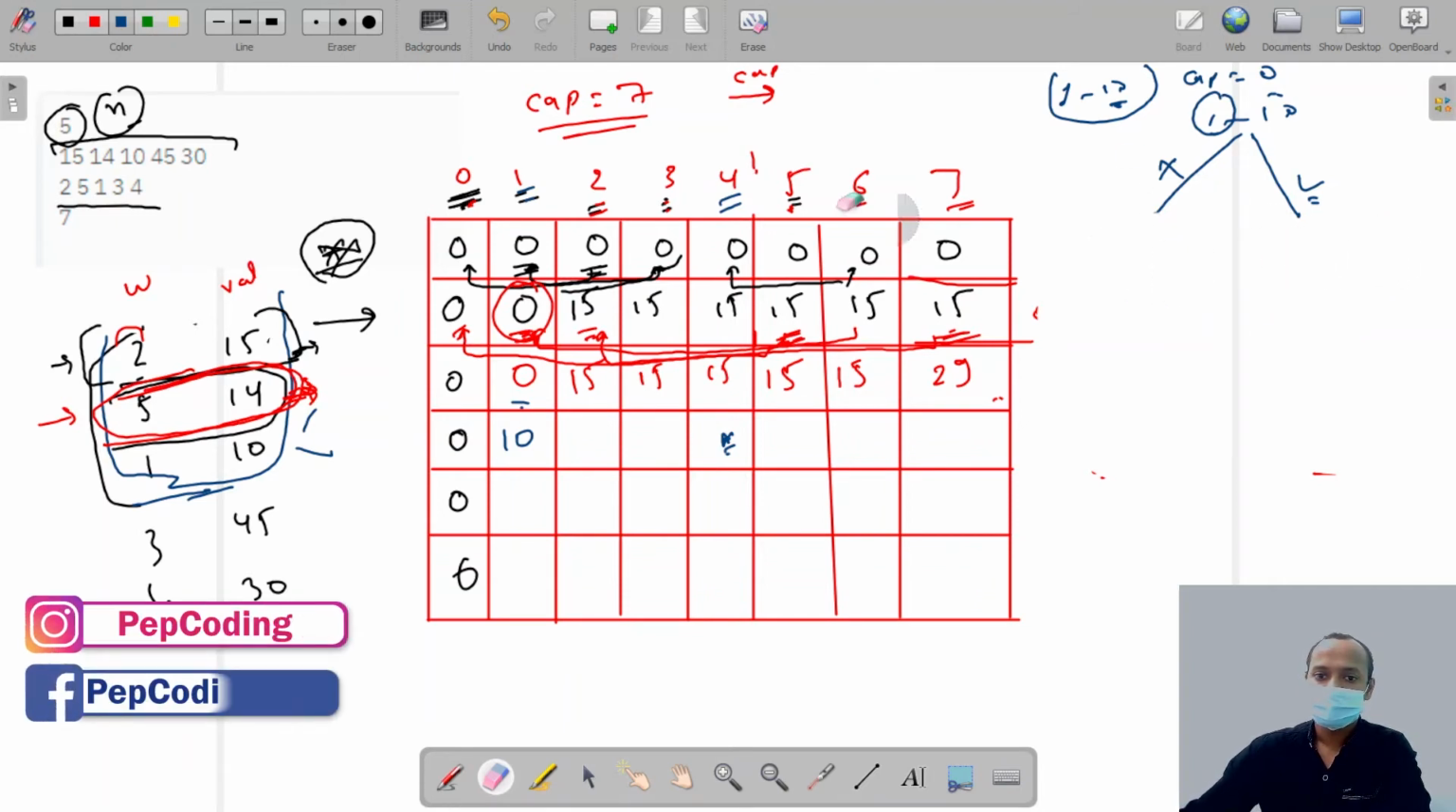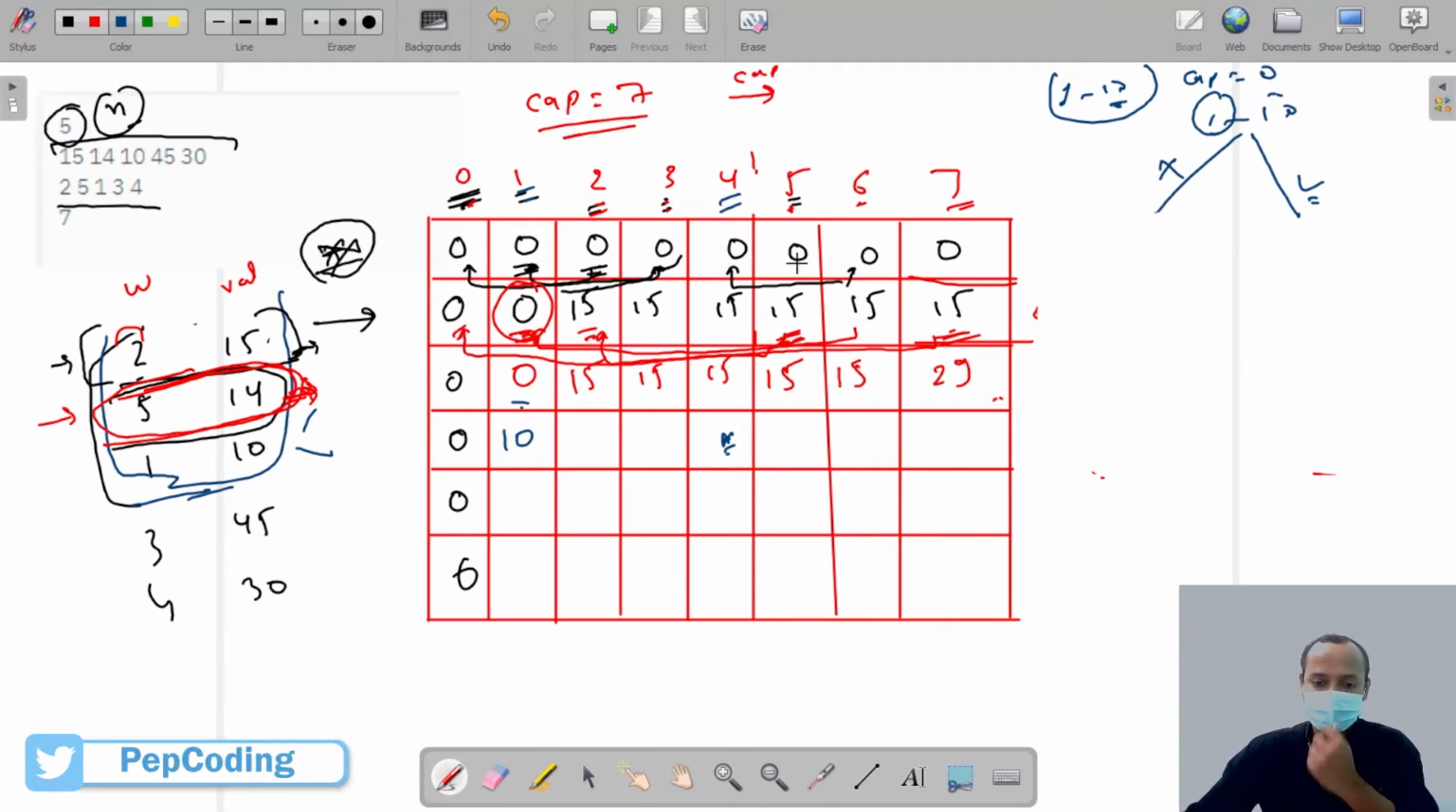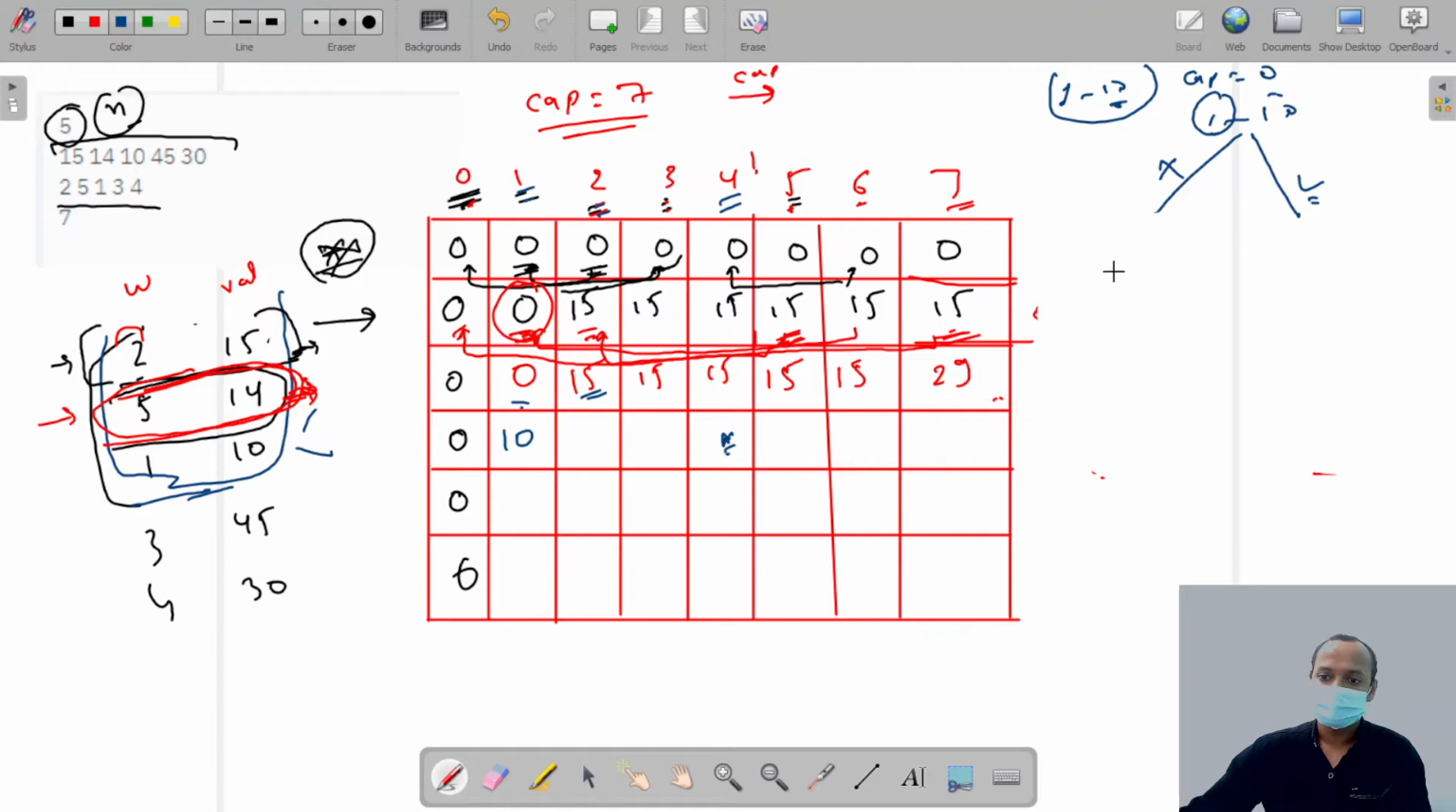Similarly, if we exclude this item, we have capacity 2, and we see here that we get 15 if we exclude this item. If we include this item, we get 0 plus the value of the item, 10, that is 10. So what is the maximum of these two? 15. Okay, I'm writing 15.